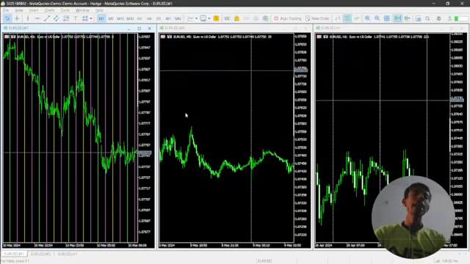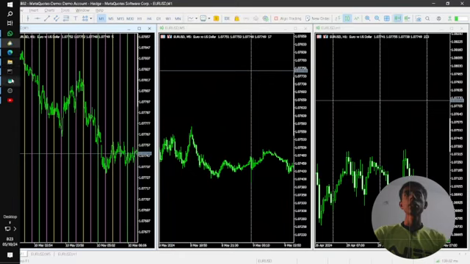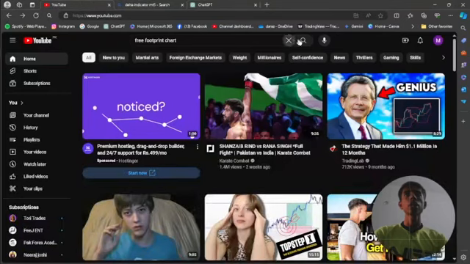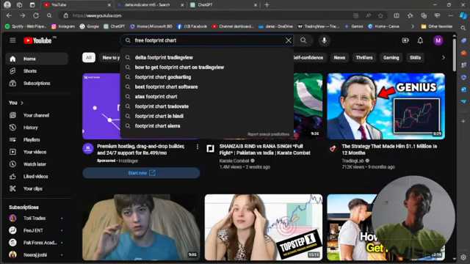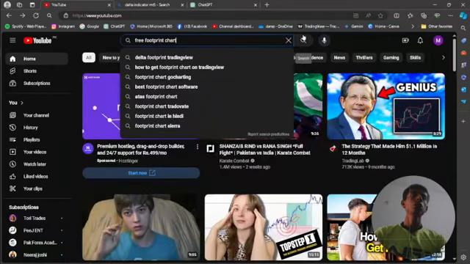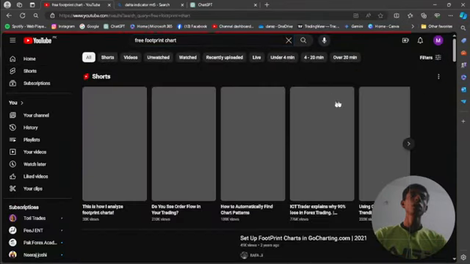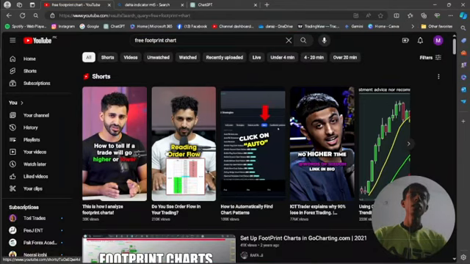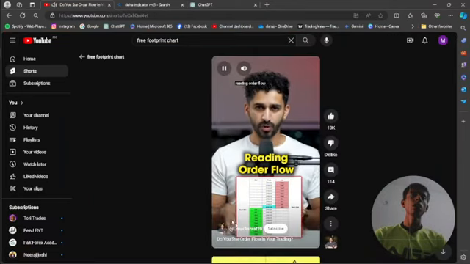You might have seen some videos about the trading footprint. Let me tell you what it looks like. I think you would have also searched for free footprint charts, or Omar Ashraf, he usually does posts about footprint charts. Let me give you an example. Let's search for that. Okay, and here you can see this is Reading order flow, it's kind of like an art.